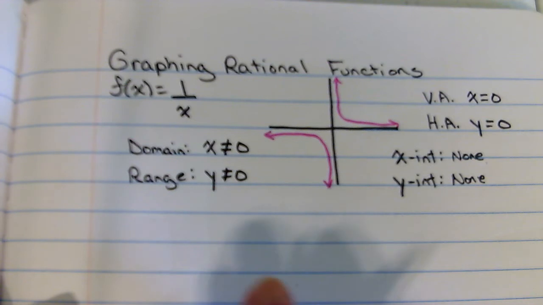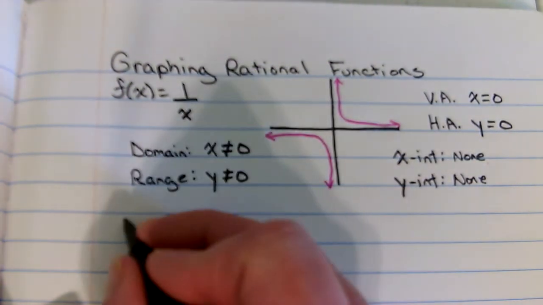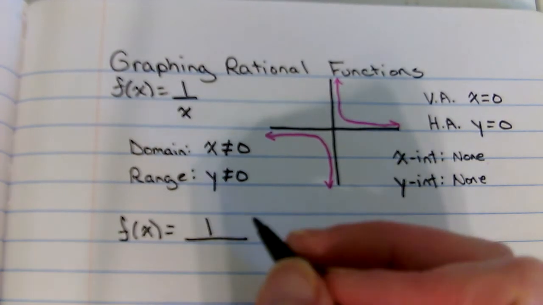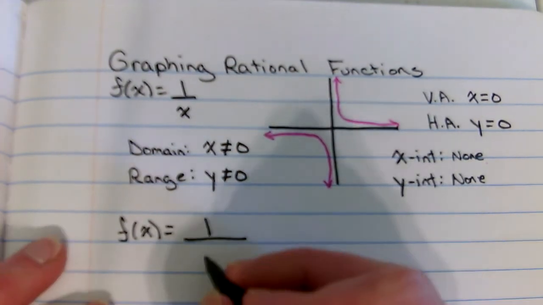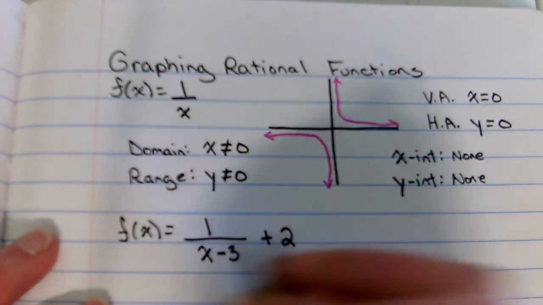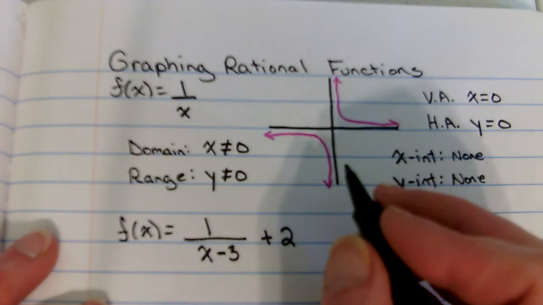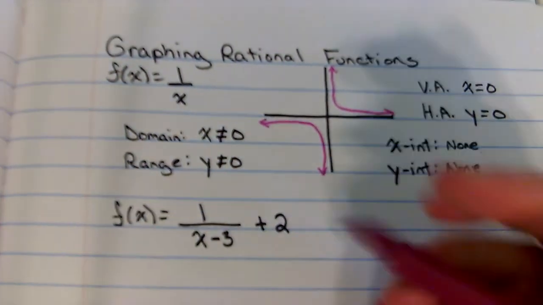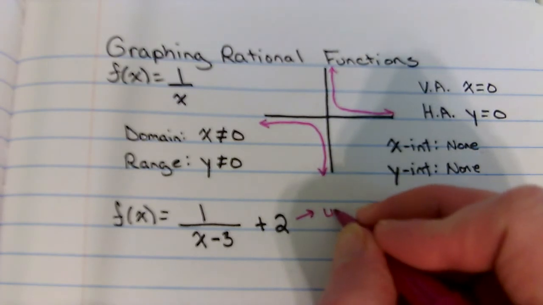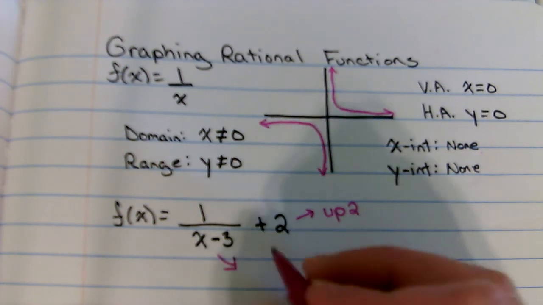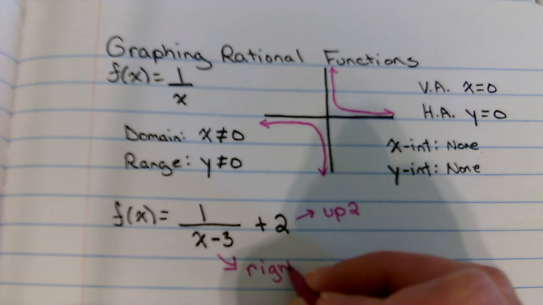But just thinking about what happens, what if I took that function and did 1 over, let's say, x minus 3, and then put a plus 2 at the end? What would that do to this graph? Well, if we remember our transformations, the plus 2 at the end would move the whole graph up 2. This is going to move the whole graph right 3.